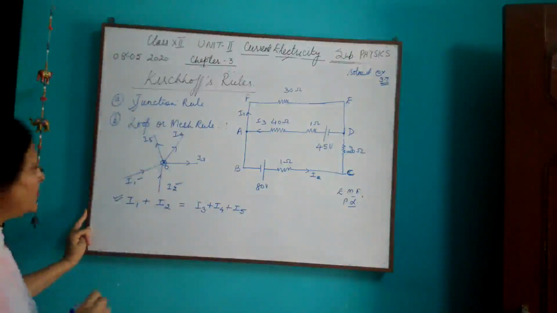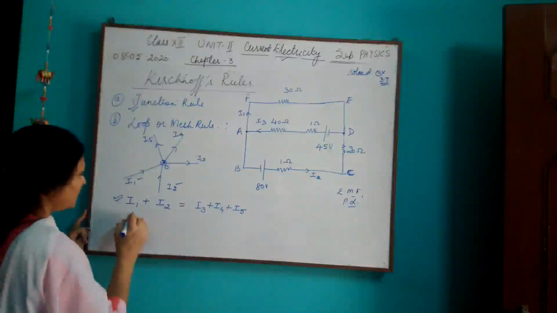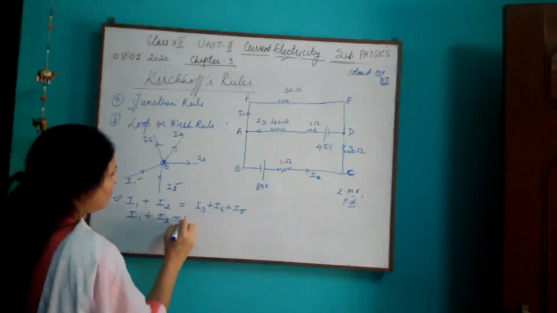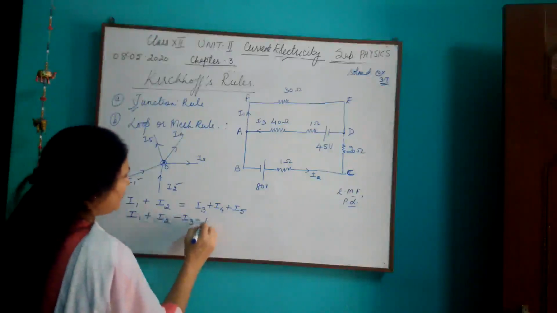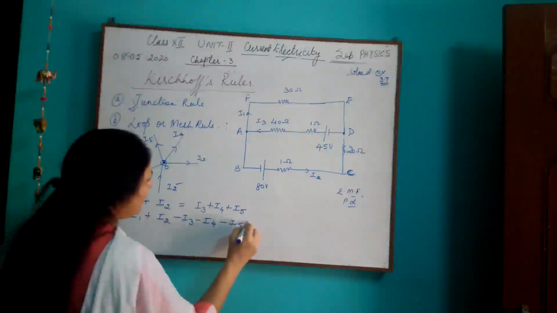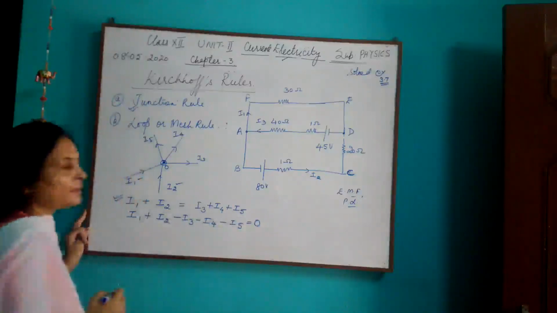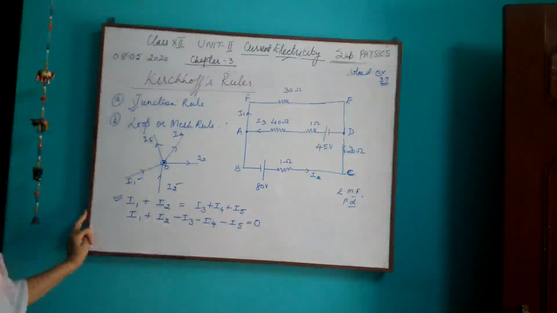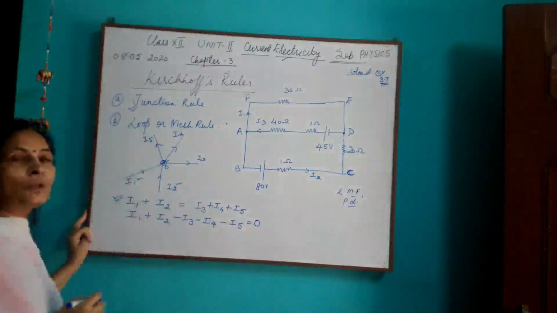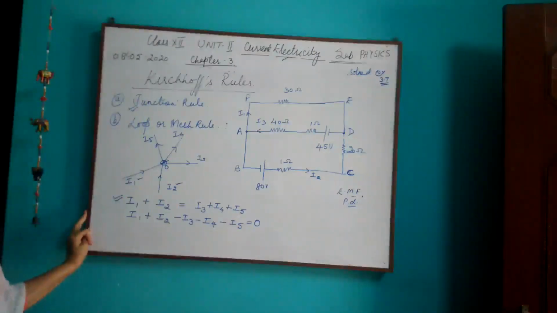Or in other words, we can state it as I1 plus I2 minus I3 minus I4 minus I5 is equal to 0. So that means total current at the junction must be 0. Whatever is entering must leave that junction. Nothing shall remain at the junction.